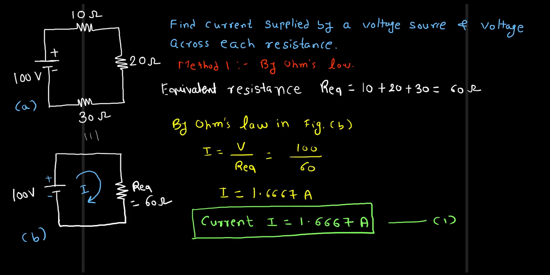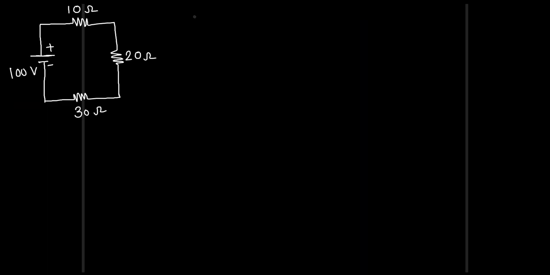So let me go to the next page. Now how much is the current? So rewriting. So current we are getting as 1.6667 ampere. Now we need to determine voltage across each resistor. So when current flows like this, there will be voltage drop across each resistor. So when current enters, we write plus, and when it leaves, we write minus. So that is the sign convention. Now let us call this voltage as voltage across 10 ohm. This is the voltage across 20 ohm. This is the voltage across 30 ohm.